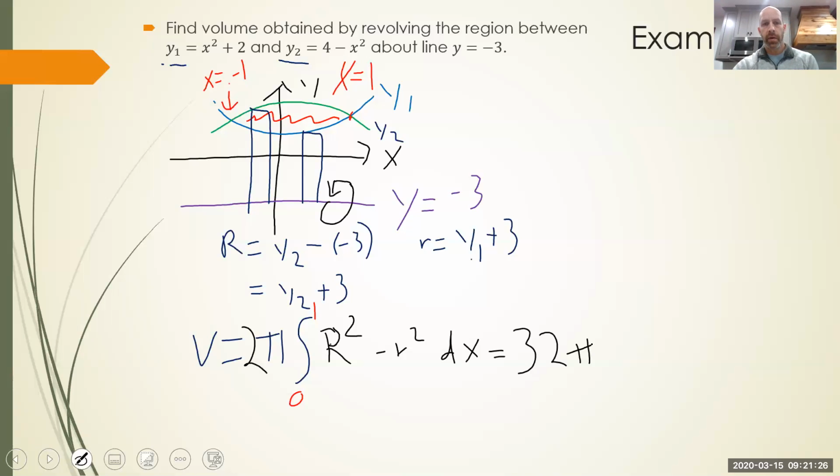So a couple of comments here on this last one. I'd like you to think about what shape that might make if we rotate that region around the x-axis. 32 pi. And then the other comment I would like to make is all three of these examples that I've done were rotated horizontally. They had a horizontal rotation. Remember, these formulas can be applied to vertical rotations as well.